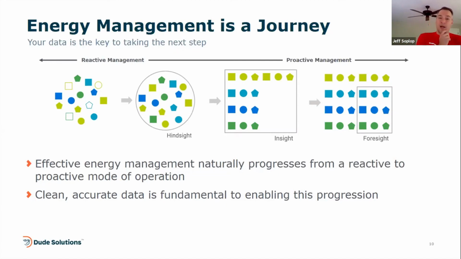And then the last piece on the right there is what we call foresight. And this is where we start to model the data and we can start to make predictions and understand really how the data relates to each other in new ways.